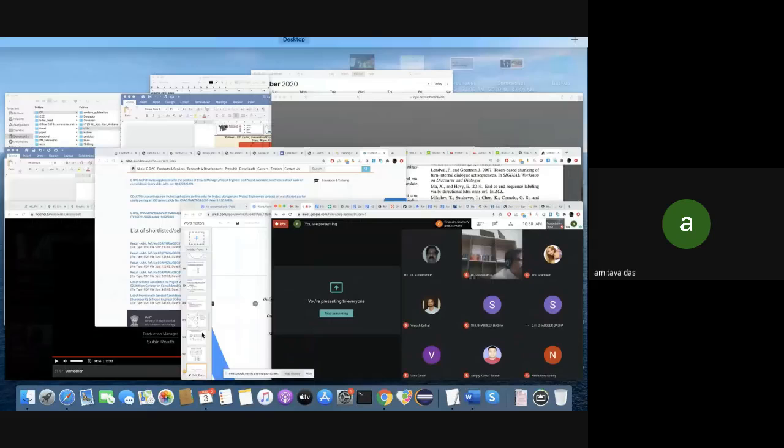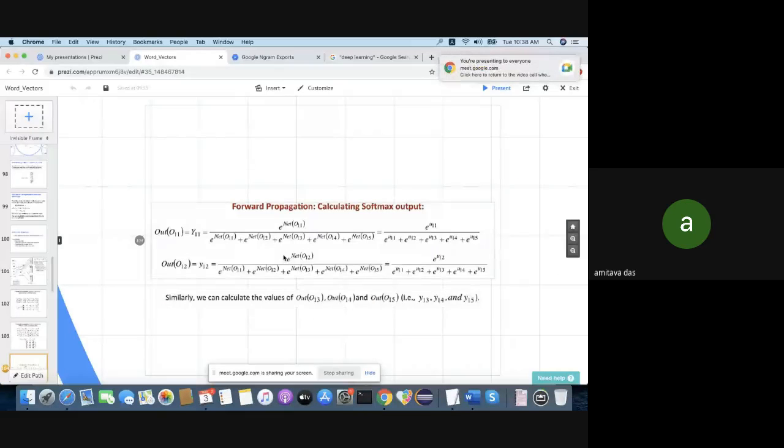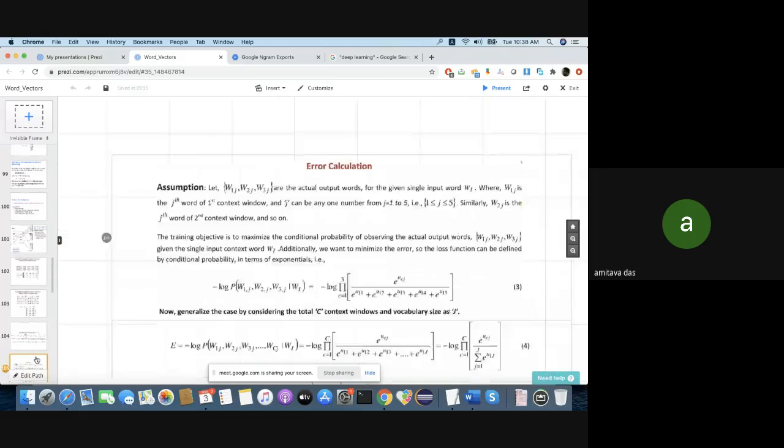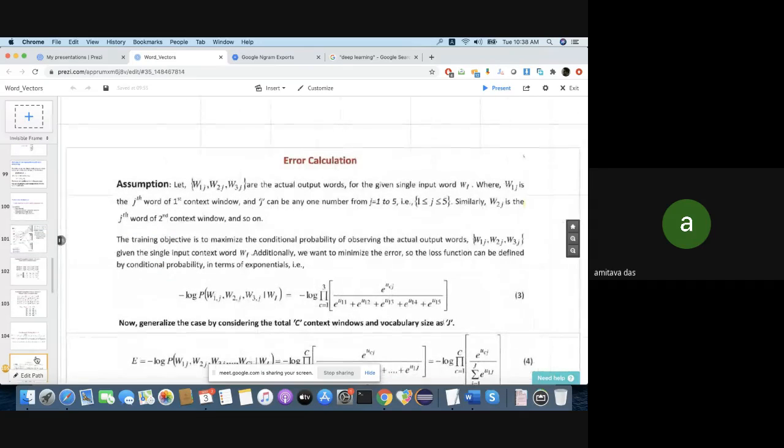So everybody understands gradient descent. What we are trying to calculate here is the weight of the softmax in the last layer, the output layer, for each cell using softmax. So this is the formulation. Now what we need to do is calculate the errors at the last layer.